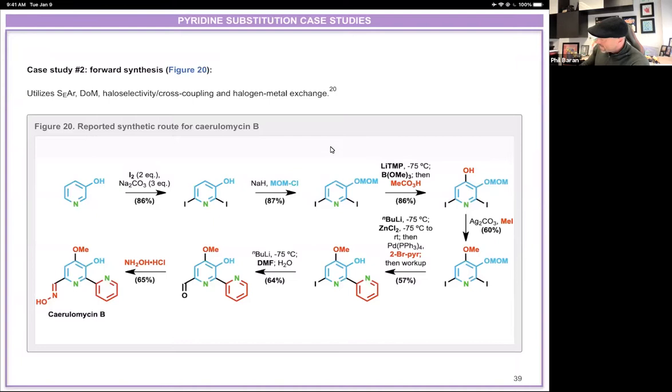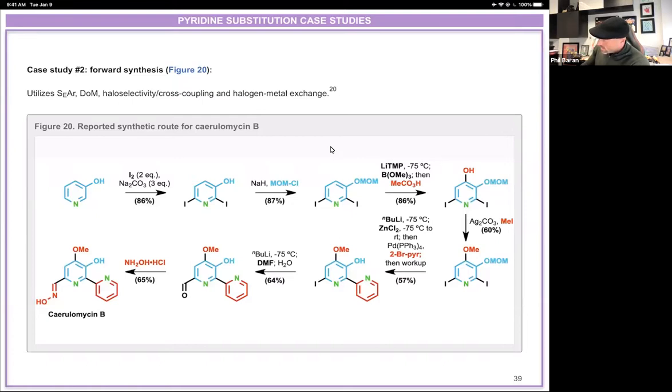They use the directing group ability of the MOM to get exclusive lithiation at C2. They then take that C2 lithiated species, transmetallate to the zinc, and then do a Negishi reaction. And after acidic workup, the MOM group gracefully departs.